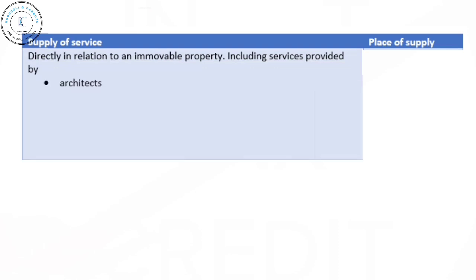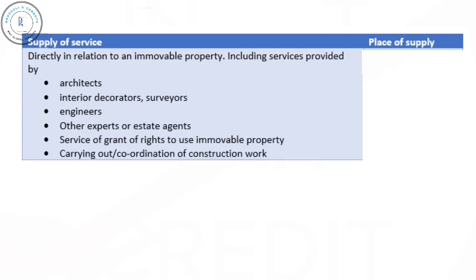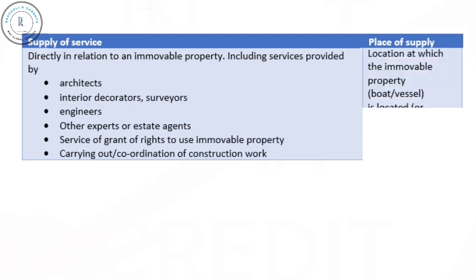Supply of service. Place of supply. Directly in relation to an immovable property, including services provided by architects, interior decorators, surveyors, engineers, other experts, or estate agents. Service of grant of rights to use immovable property. Carrying out, or coordination of construction work. The place of supply is the location at which the immovable property, boat, or vessel is located, or intended to be located.